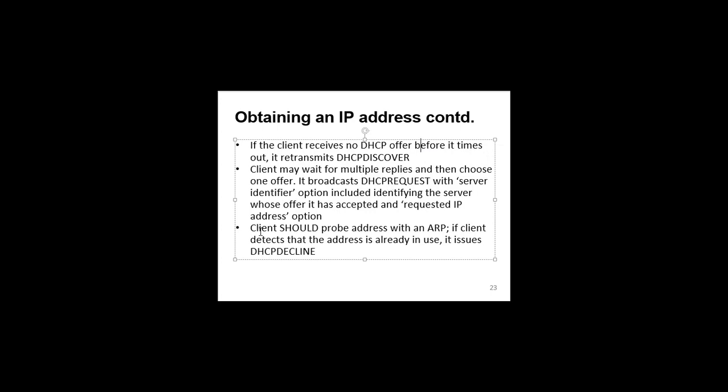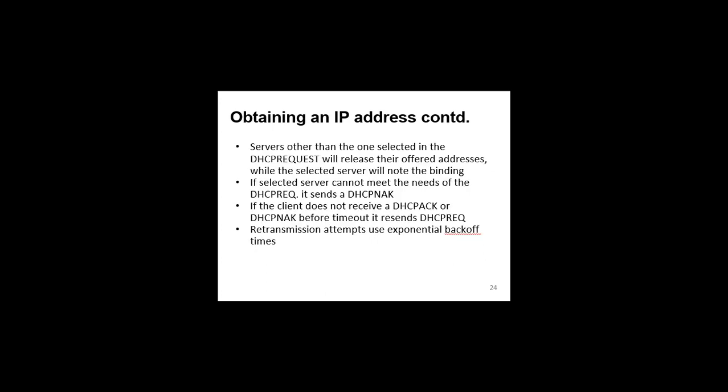The client should probe the address with ARP. If the client detects that the address is already in use, it issues a DHCP decline. So this is also done. You can also make sure that your IP address is not being duplicated or conflicting with any other in the network. This is also the same thing. These are the many overall procedures that are involved in obtaining an IP address.